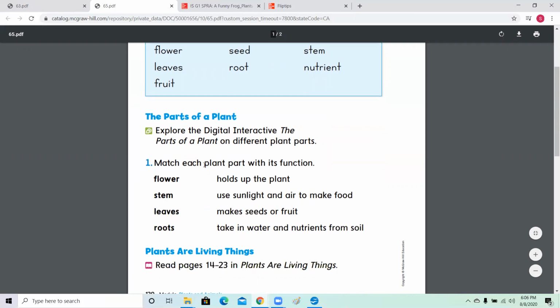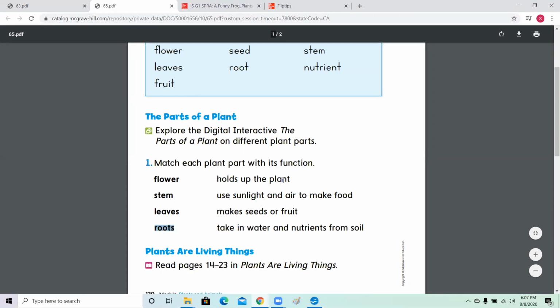First activity: match each plant part with its function. So what does this plant part do for the plant? Here's the name of the part and here's the function. You need to choose from the right side to match with the left side. So we have flower, stem, leaves, and roots. I'm gonna read the functions and I will give you 1 minute to respond for this question.